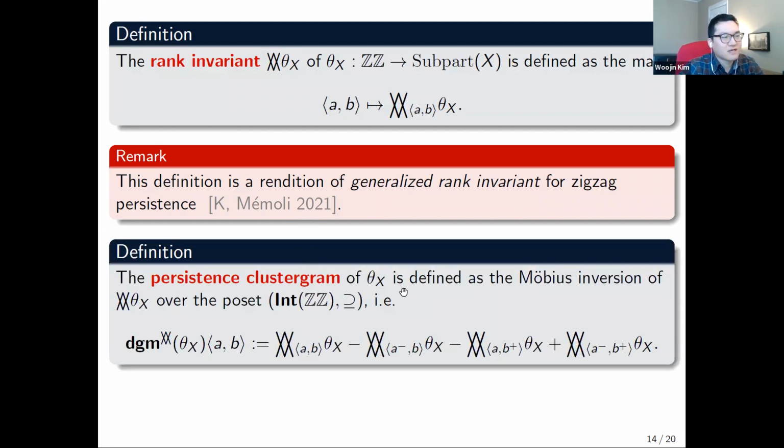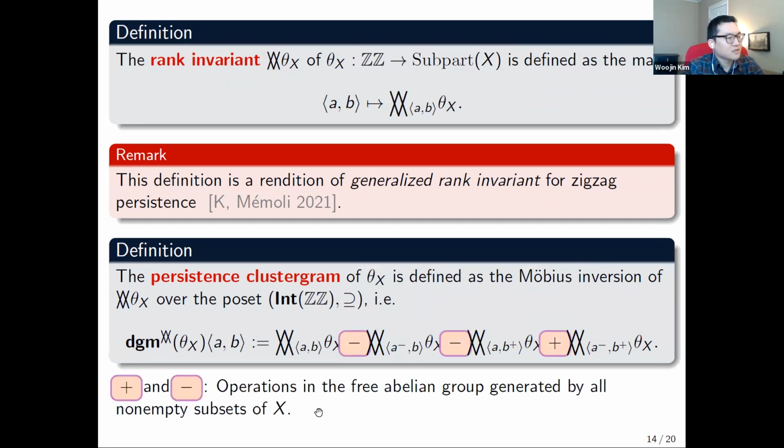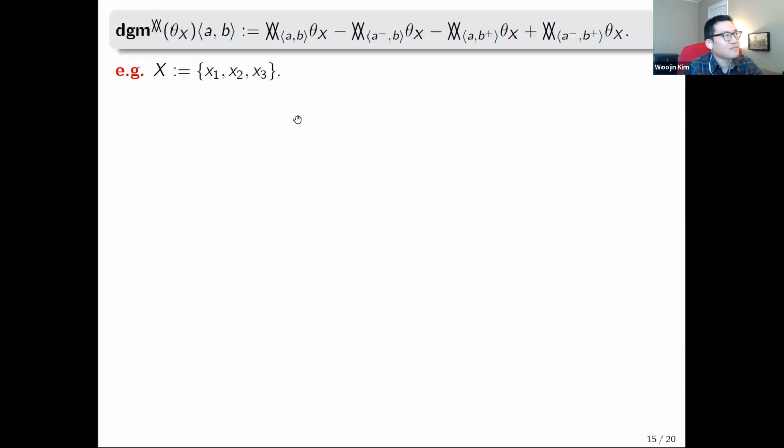And the persistence clustergram will be defined as the Möbius inversion over the set of intervals. So we have this familiar plus-minus formula we saw in the Amit talk. These plus-minus operations will be defined soon. They are actually operations in the free abelian group generated by all the non-empty subsets of X. So let me give an example.